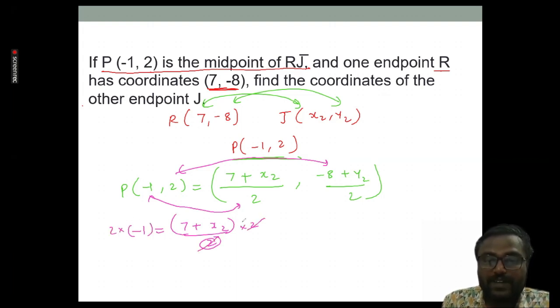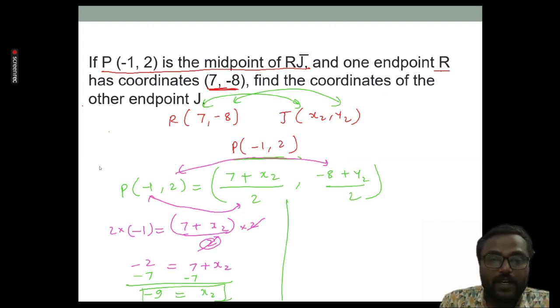So this 2 will just get cancelled out. So what do we have left now? 7 plus x2 equals negative 2. Now I want to get rid of this 7, which is in addition. So the opposite of addition, or inverse of addition, is nothing but subtraction. So I'll subtract 7. What do I get? x2 equals negative 9. So this is the value of our x2.